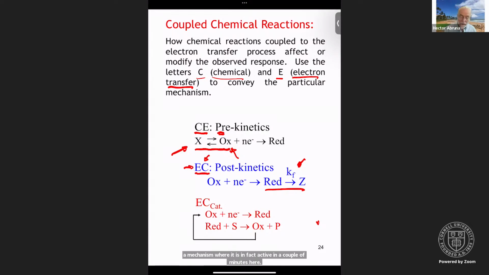A variant of EC is EC catalytic, sometimes referred to as EC prime. And what that means, so you see here, OX plus electron going to Red, similar to what we had above, but now Red reacts with substrate to generate a product and recycle OX. And so in this context, Red plus S is basically the catalytic process. It regenerates OX, which goes back to the electrode surface. And in the process, you make P, which is the product.